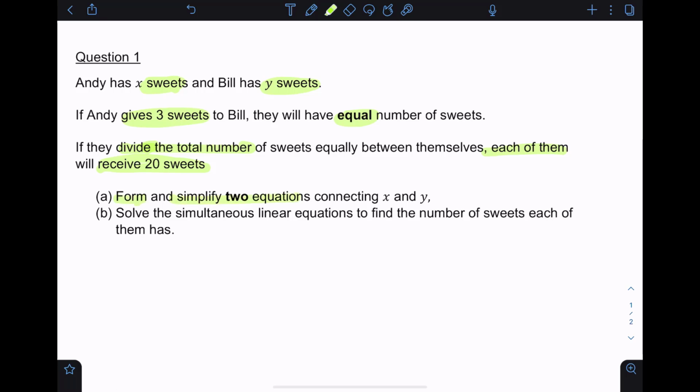Part A. Form and simplify 2 equations connecting X and Y. Part B. Solve the simultaneous linear equations to find the number of sweets each of them has.